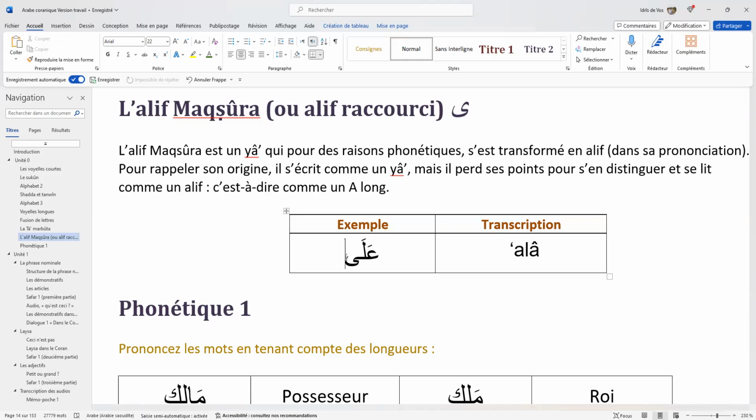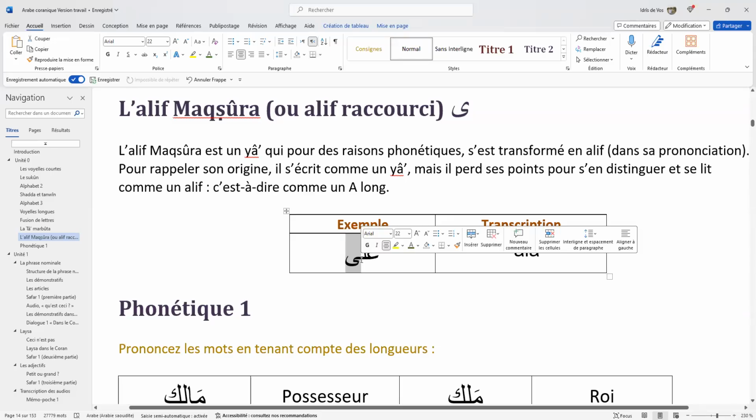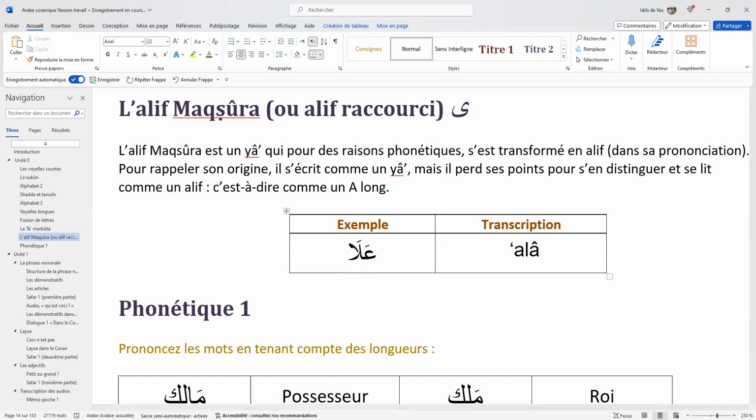And so when a ya transforms into an alif, we'll write it like this, that is, we'll write it like a ya but without the dot, and this is what we call the alif maqsoura. So it's pronounced exactly like an alif, that is, it's a long vowel. Here we'll say ala, aa, but we don't write it like an alif. If it were an alif, we'd write it like this, of course. The alif maqsoura allows us to remind ourselves that the root is a ya, that's all.